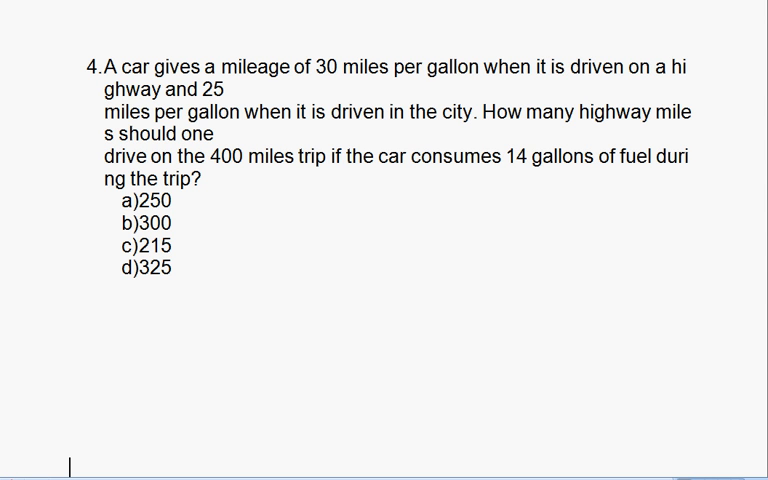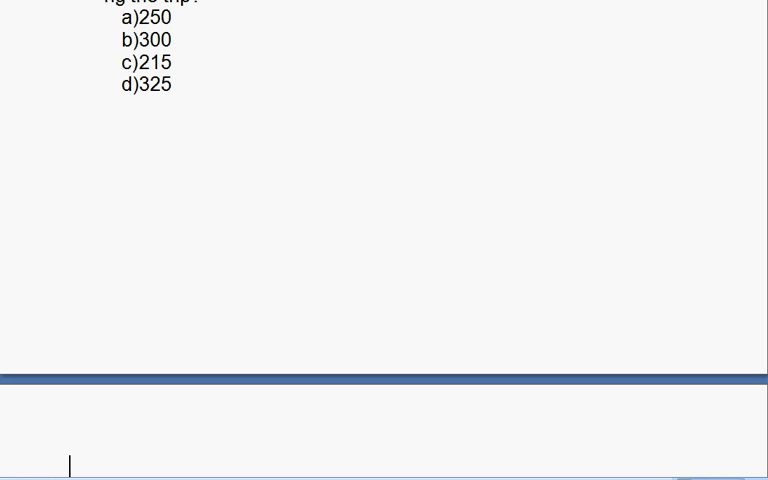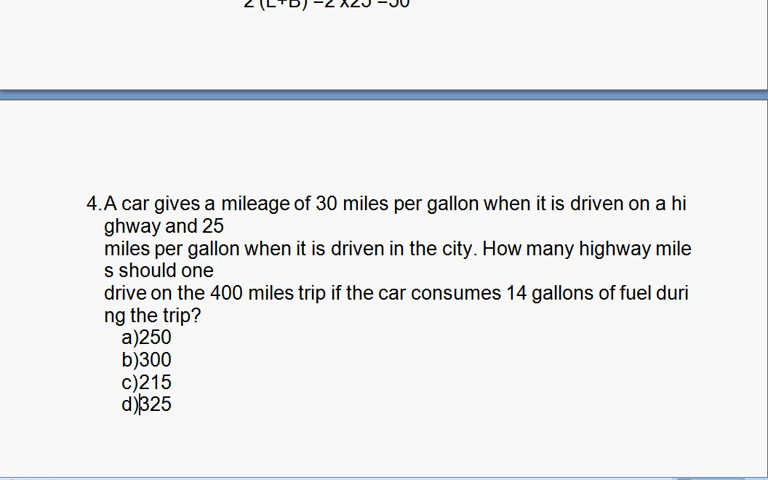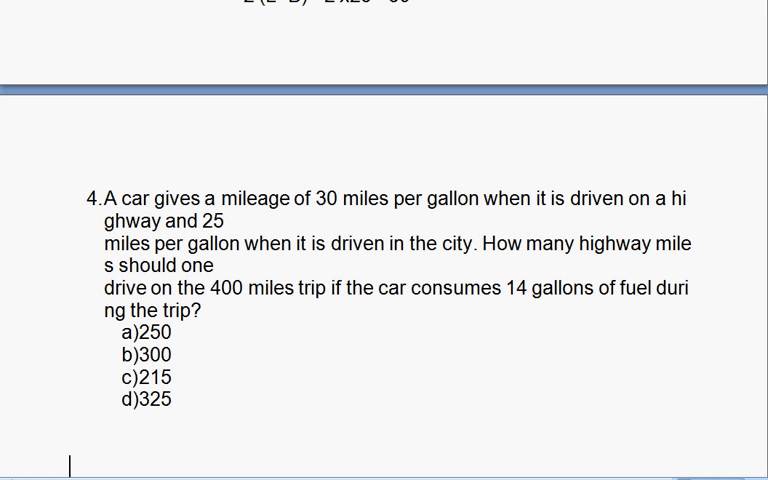Let's go to the next question, which says a car gives a mileage of 30 miles per gallon when it is driven on a highway and 20 miles per gallon when it is driven in the city. How many highway miles should one drive on a 400 miles trip if the car consumes 14 gallons of fuel during the trip? So the car has consumed 14 gallons of fuel and it has traveled 400 kilometers. So let on highway it travels h kilometers, and in the city it drives c kilometers. So these are two variables which we have, right?